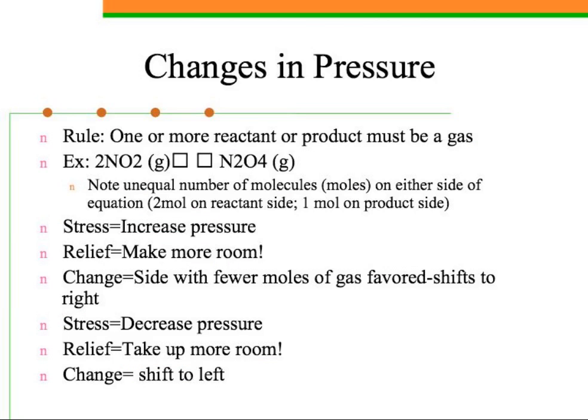Next, we've got changes in pressure. If we're looking at changes in pressure, the rule is one or more reactant or product has to be a gas. We've got our reversible reaction, where we've got our two arrows instead of boxes. And in this equation, we have 2 molecules of NO2 going to 1 molecule of N2O4. If I rewrite this with the correct subscripts, it looks like this.